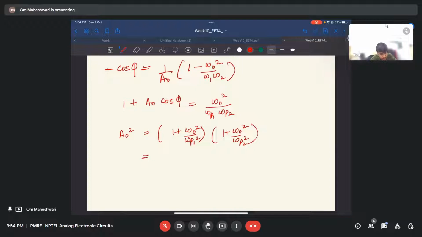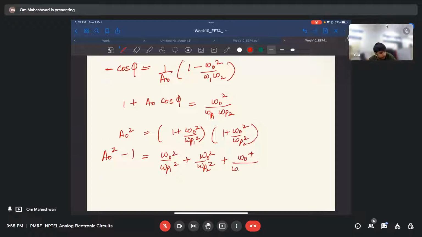If we solve it, let us solve a naught square minus 1. We will get omega naught square by omega p1 square plus omega naught square by omega p2 square plus omega naught to the power 4 upon omega p1 square omega p2 square. Then we will divide this by 1 plus a naught cos phi. So a naught square minus 1 divided by 1 plus a naught cos phi.